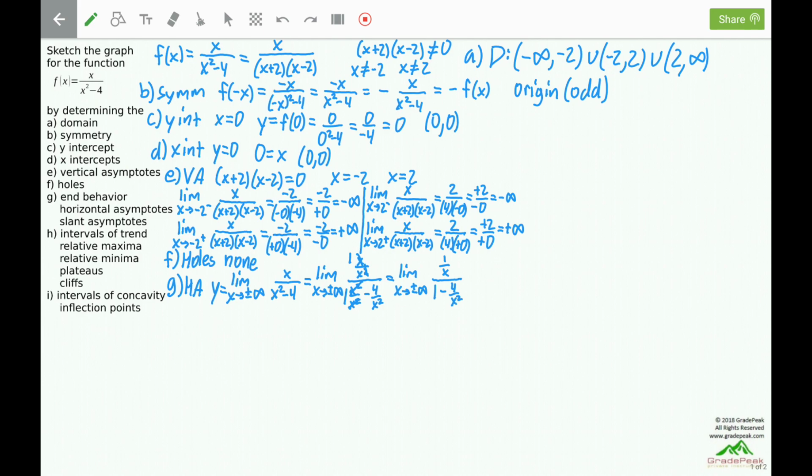Each term that is a constant divided by x to a positive power will go to 0 as x approaches positive or negative infinity. The result of this is 0 over 1 minus 0, which is 0 over 1. 0 over any non-zero number equals 0. So the horizontal asymptote will be y equals 0.